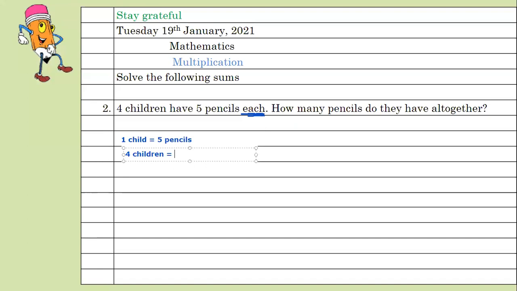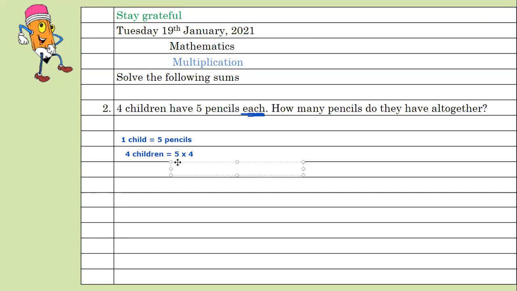children will have. So we know that our sum will be 5, which is how many pencils 1 child has, times 4, which is how many children there are. So that's where we get our number. We got our 5 from up here, and we got our 4 from here. Okay, so pause your video, work it out, write your answer on the third line, and then come back.